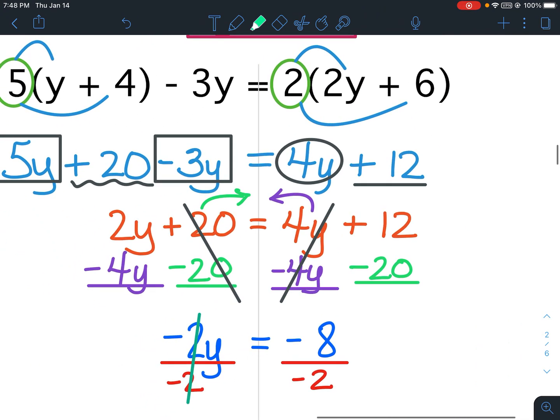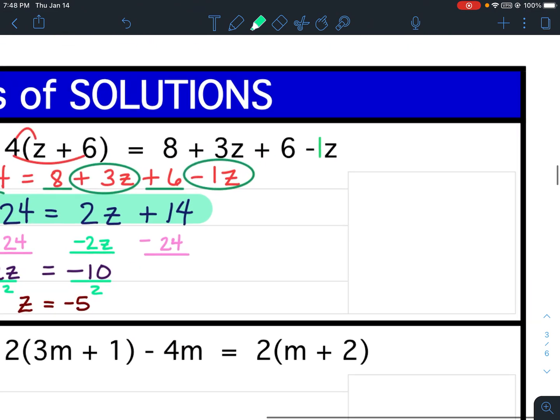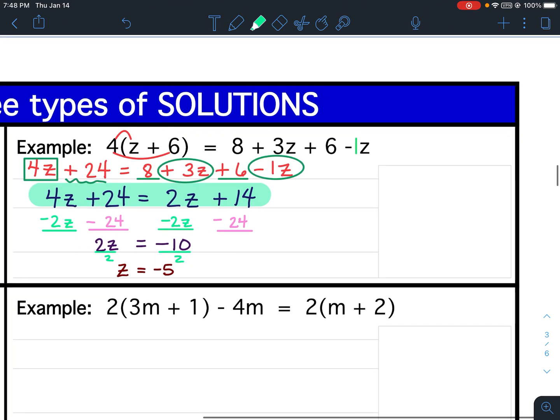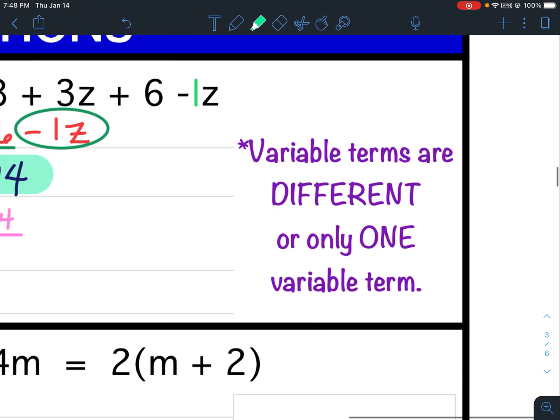On this problem here, looking at this step, I've got a 2y and a 4y. The variable terms are different. So when your variable terms are different, it's going to be a one solution problem, or if there's only one variable term. So if the variable terms are different or only one variable term, you're going to have a one solution problem. Pause your video and make sure you write that down.